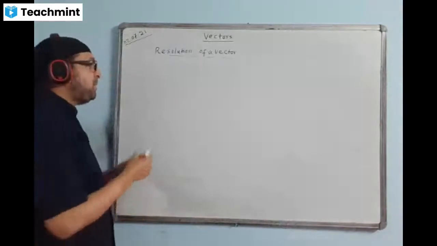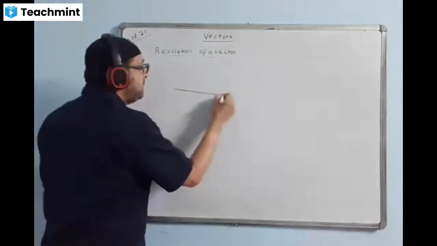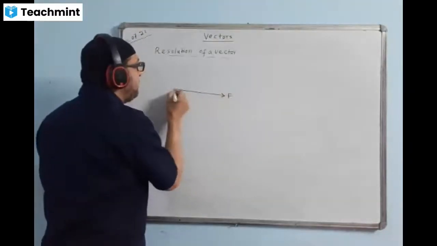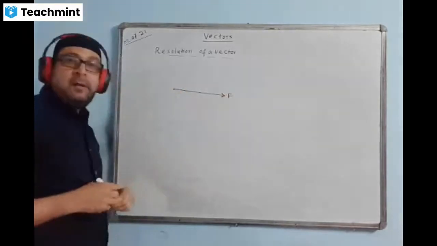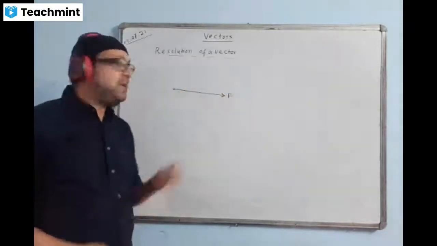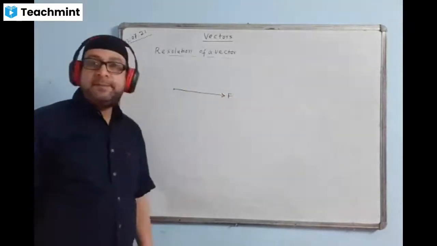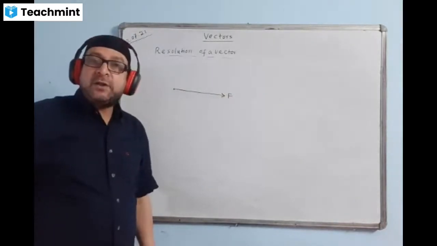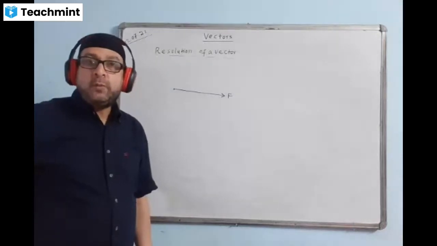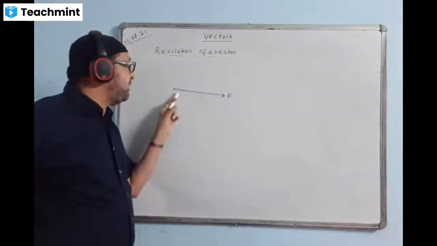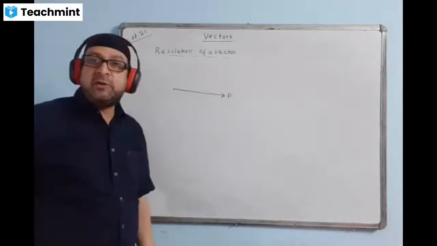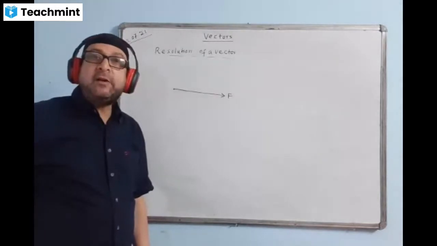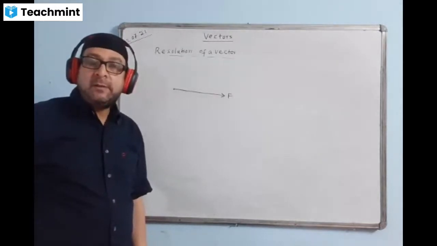Now, suppose a vector is like this. This is a force vector like this. What kind of vector is this? This is a horizontal vector. Can we break it into components? Answer is no, because the angle between them is 0 degrees. There is no angle with the horizontal line, so we cannot break it into components.